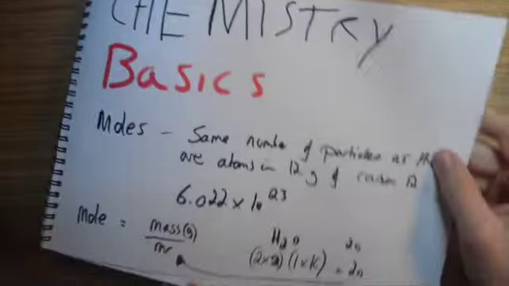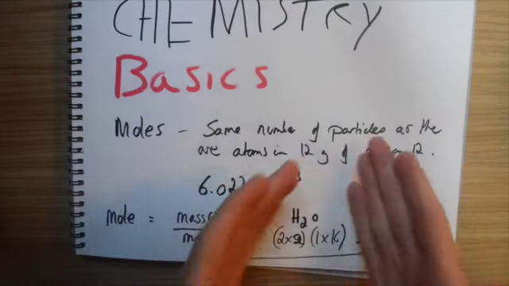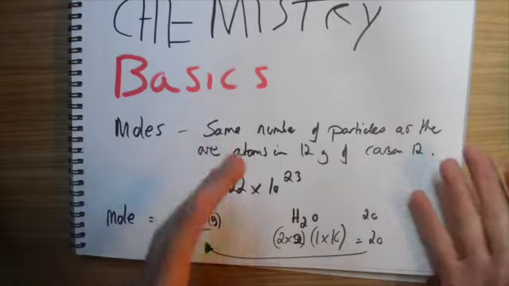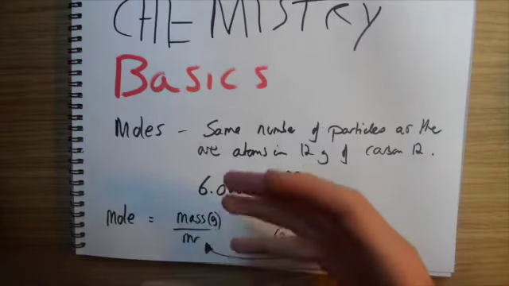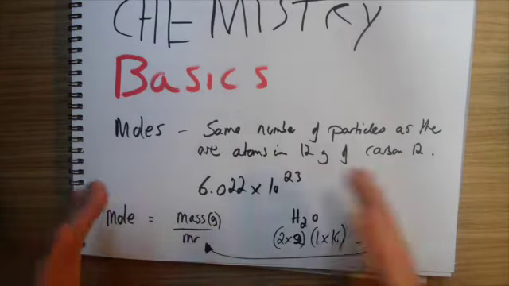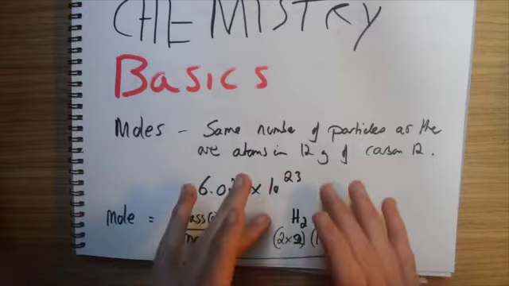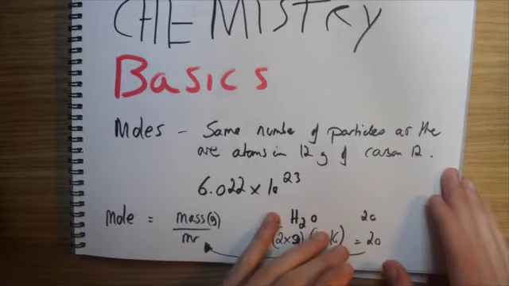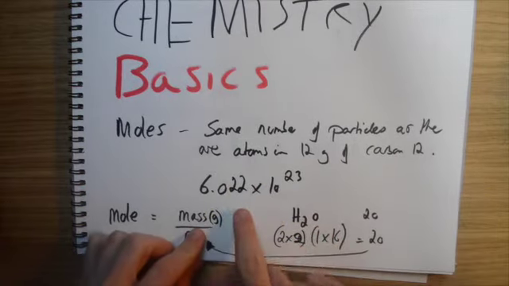And just to bring you back to the definition of moles, it's the same number of particles, or anything really, as there are atoms in 12 grams of carbon-12, and that's 6.022 times 10 to the 23.